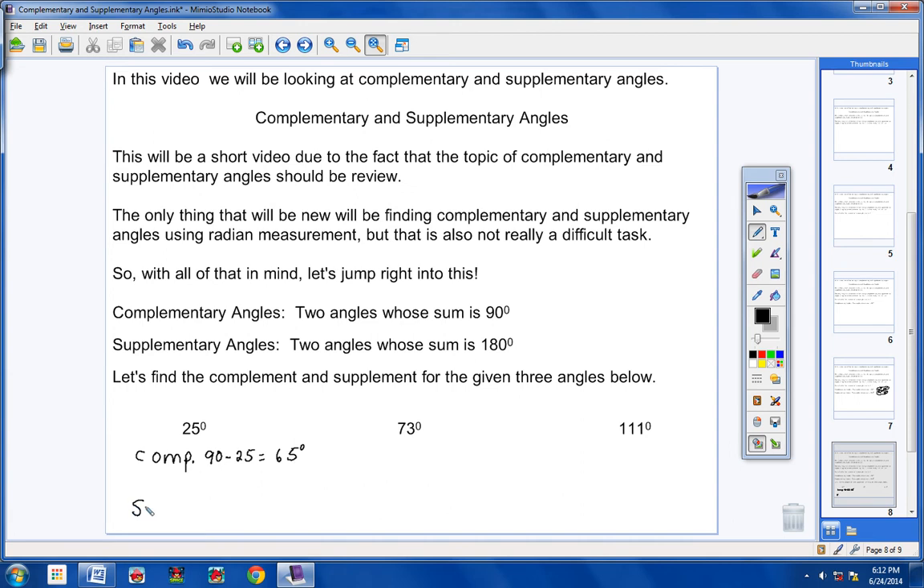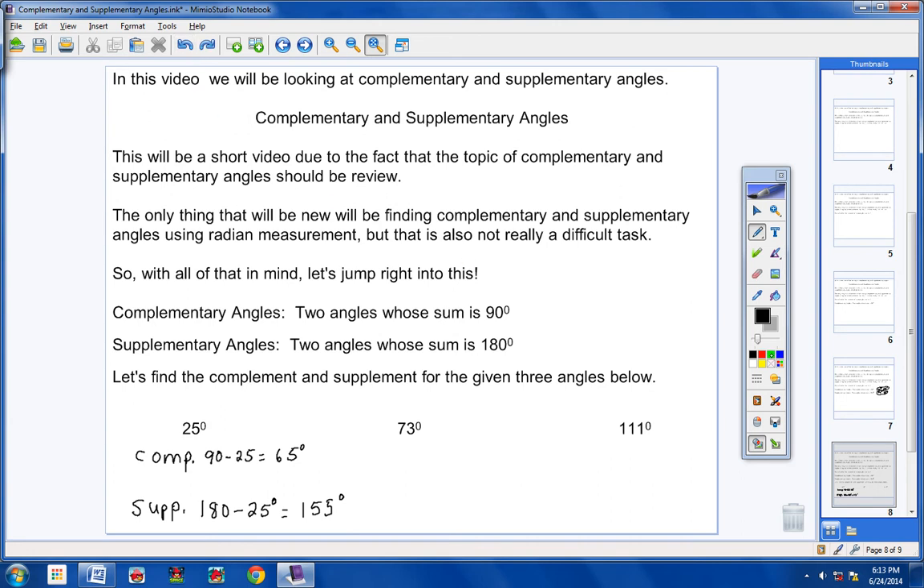Now let's find the supplement of 25 degrees. Well, if you think about it, I want an angle that when I add 25 to it, I will get 180. So I'm simply going to take 180 degrees and subtract 25 degrees. And when I do that, I'm going to come up with 155 degrees. Now, I know that 155 degrees is the supplement of 25 degrees because if you add 25 and 155, you will get 180 degrees. Okay, this is really pretty simple math.